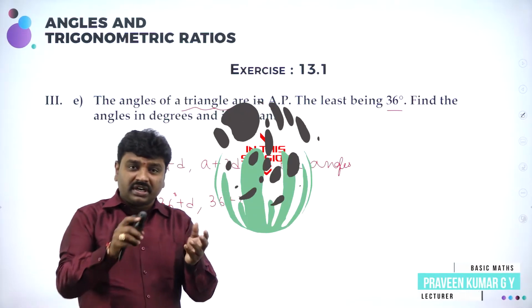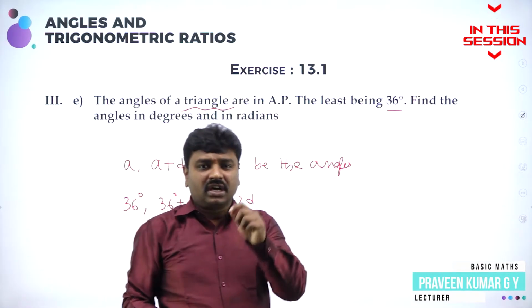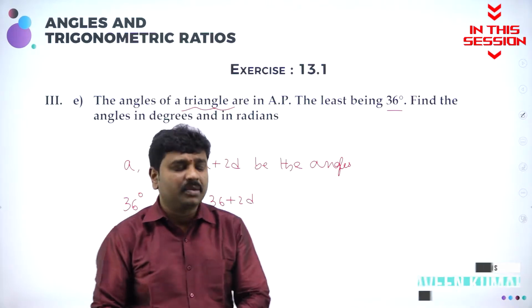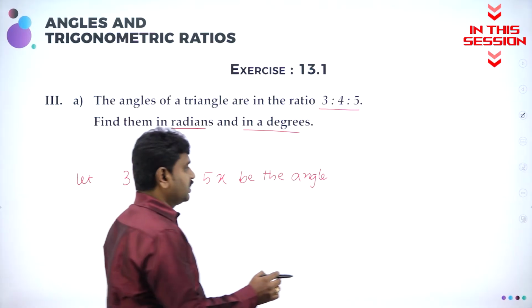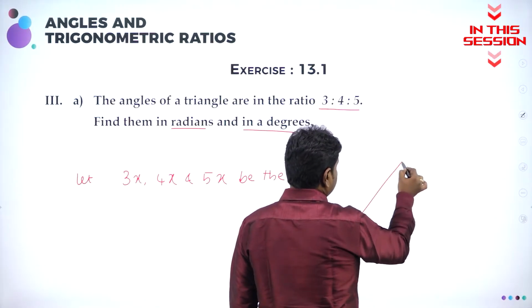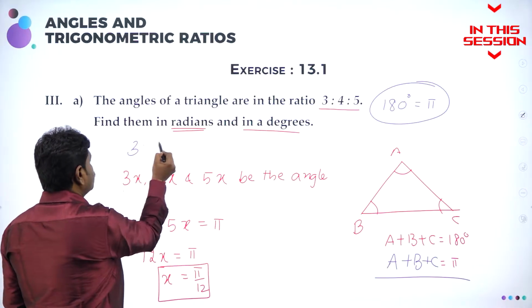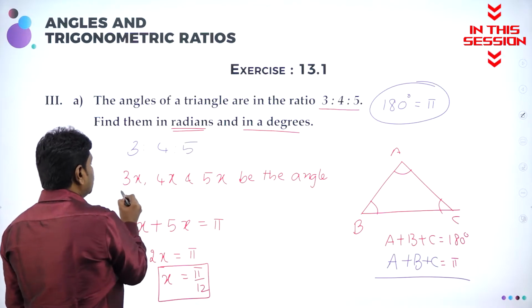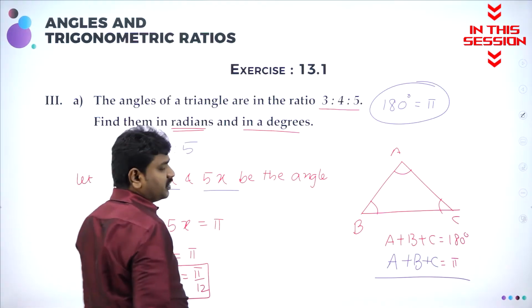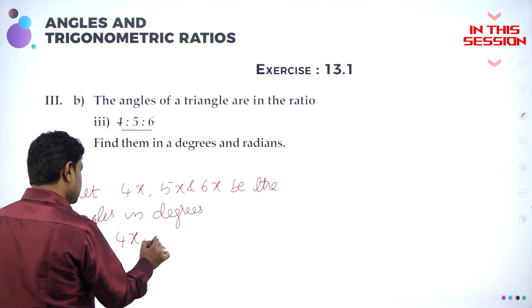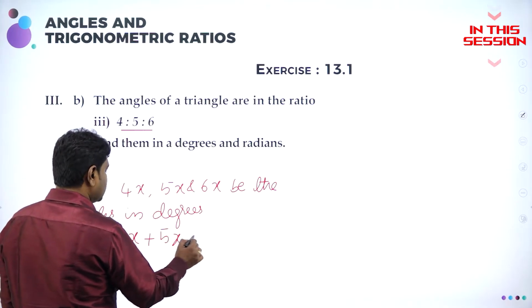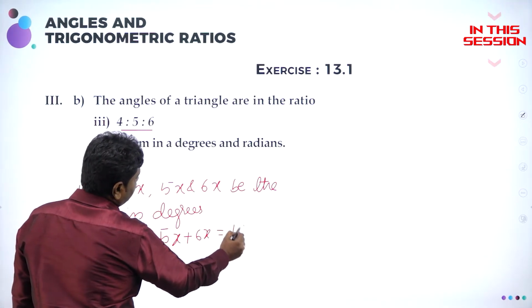Arithmetic progression, they are linking the progression with the triangle. Arithmetic progression means what? Terms should be in AP. Sum of the angles in a triangle. When you take any triangle, sum of the angles in a triangle is what? 180. So the ratio they give 3:4:5. Whenever they give ratio, take multiple 3x, 4x, 5x. Now 4x plus 5x plus 6x gives you how much? 180 degrees.